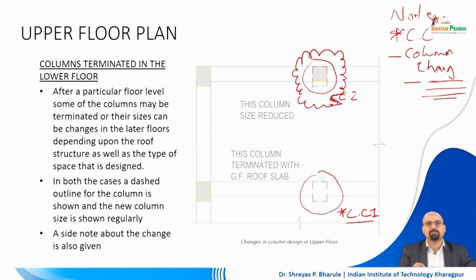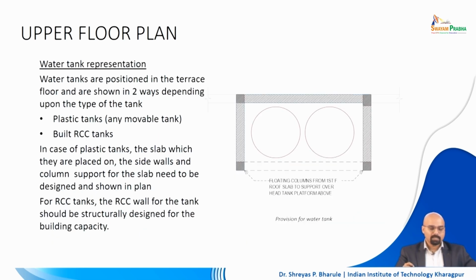So these are several different ways of representing changes or revisions that will be happening in the drawing. These are some important things to be kept in mind, various different ways of annotating the changes. Then on the upper floor levels there may also be water tanks or water storages. Sometimes these tanks are movable, sometimes they are solid, made in RCC. In either case, a water tank is to be represented in a correct manner.